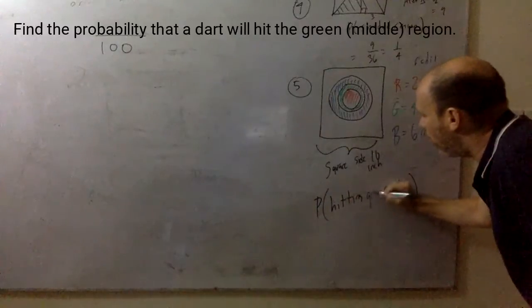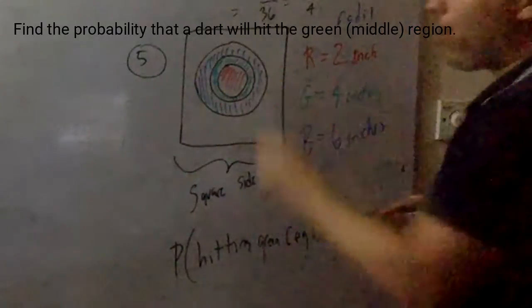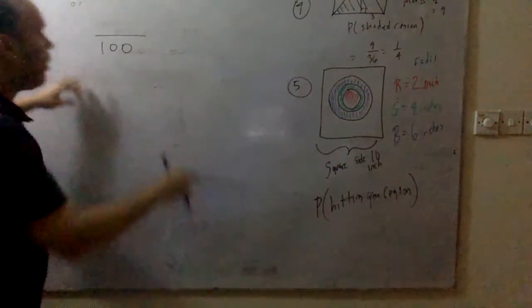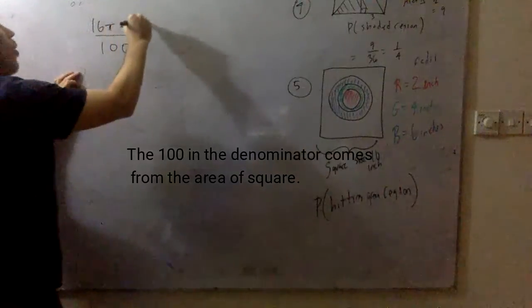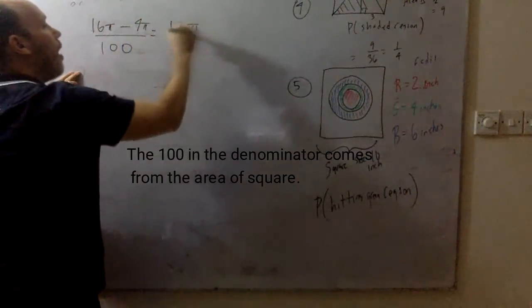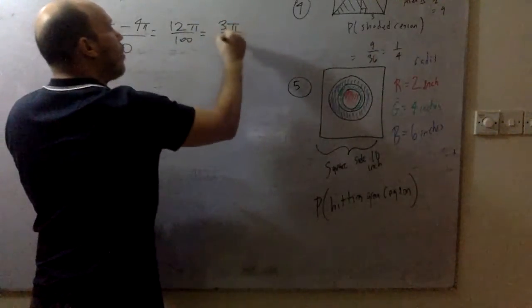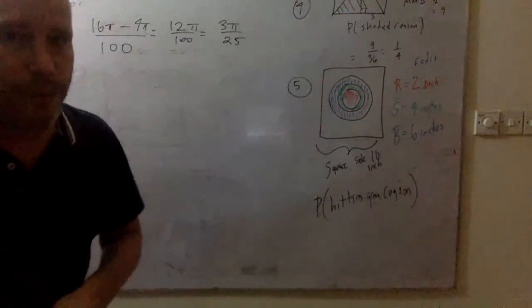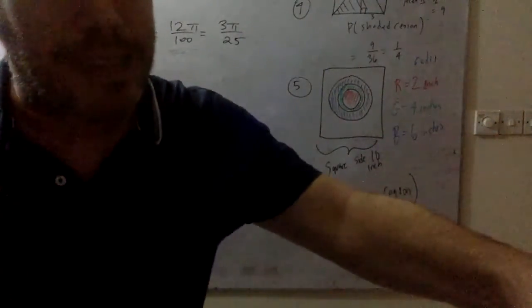The question I'd like to pose to you is the green region, to make this more interesting. How do we get the green region? Because that's kind of difficult because it's not like a full circle. Any suggestions? Yeah, take the green circle. It's 16 pi. And subtract out the red circle, which is 4 pi. And we get 12 pi over 100, which is, let's divide by 4, 3 pi over 25. That's the probability. We know it's less than 1 because pi is 3.14, 3.14 times 3 is like 9.42, and 9.42 divided by 25 is less than 1.